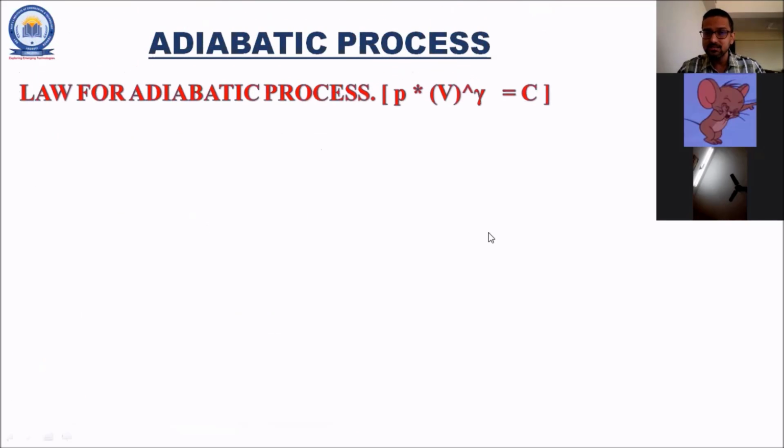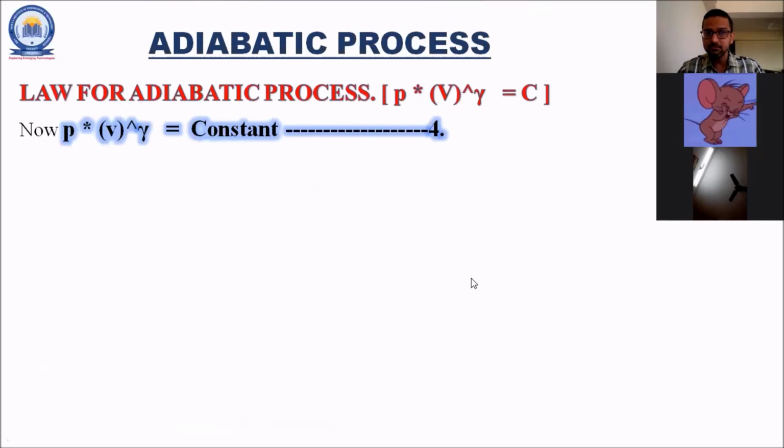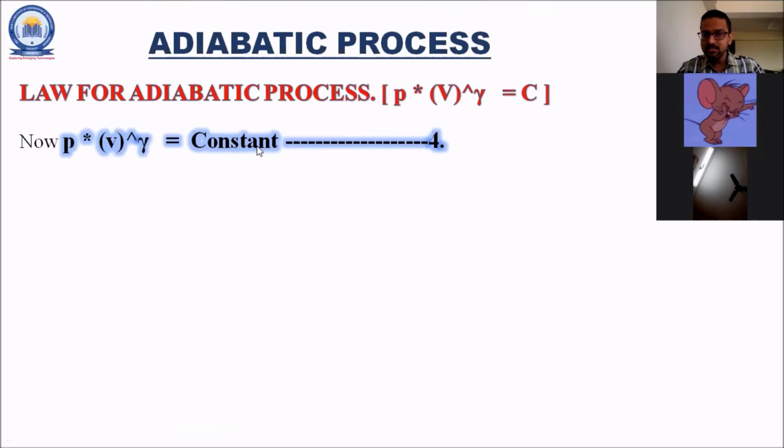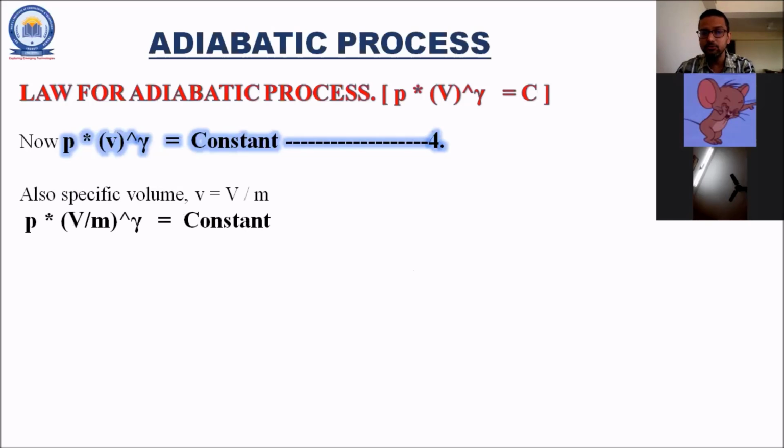So let us proceed further. Now we will be getting our final answer. So let us understand those steps. pv raised to gamma is equal to constant. That is equation number 4, which we have already derived. That is Poisson's law. Now we know that the specific volume, small v, is equal to capital V by m, total volume divided by mass, and the unit is meter cube per kg. Substituting this value in equation number 4, we will be getting p into V by m raised to gamma is equal to constant.